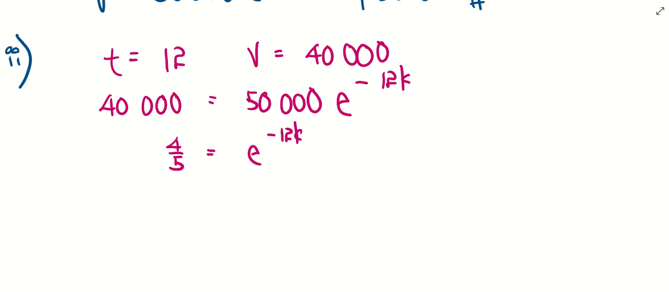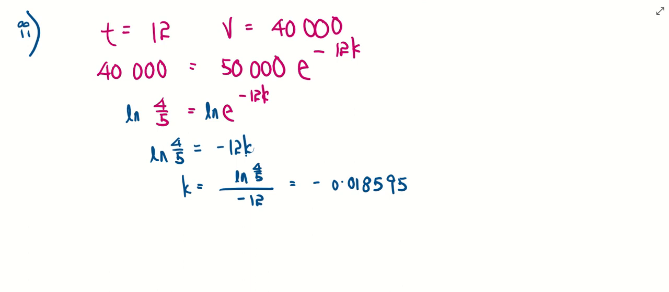Alright, I will have to introduce ln on both sides. Using the power law on the right hand side, this can be written as negative 12k because ln e is equal to 1. Now find the value of k, and remember I will only press my calculator at the final step. I will write a more accurate answer for k. Instead of 3SF, I can use 5SF, and you can even store it as a memory in your calculator.